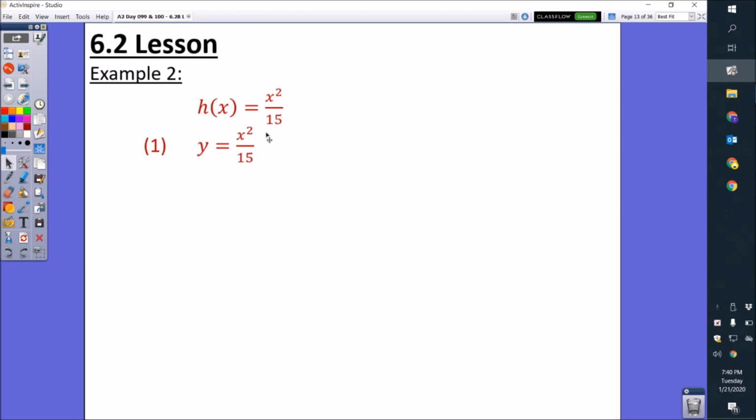Now step 2 is switching x and y in their places. So just like example 1, everything that is not the x and y stays where it is. The equal sign, the square, especially the square, and the over 15 or divide by 15. So when I switch x and y, this is what we have. X equals y squared divided by 15. So after the swap between x and y, we're going to use opposite operation to get y by itself.